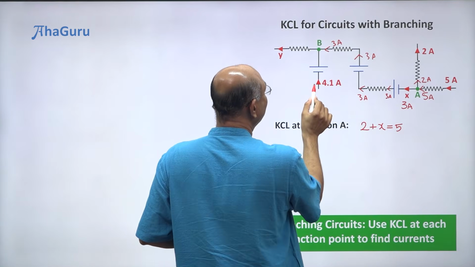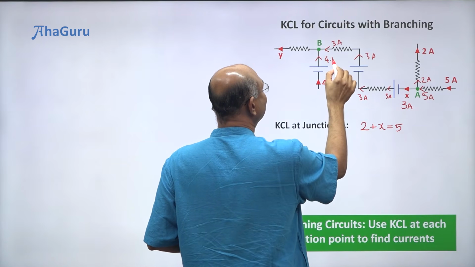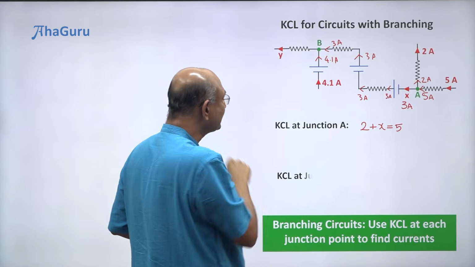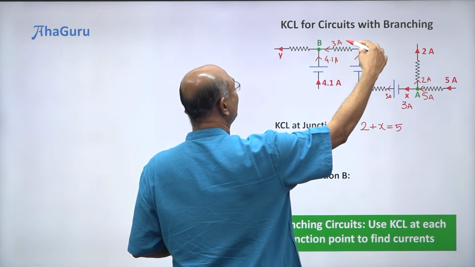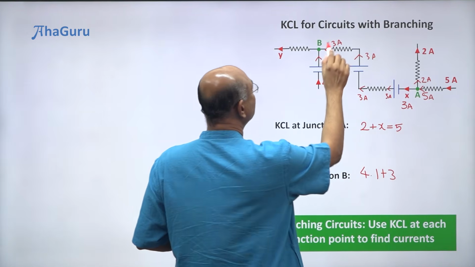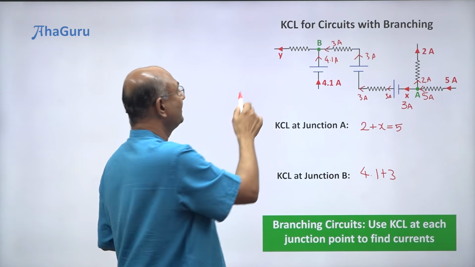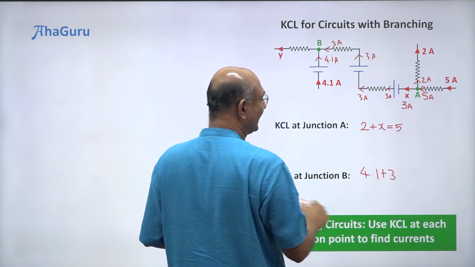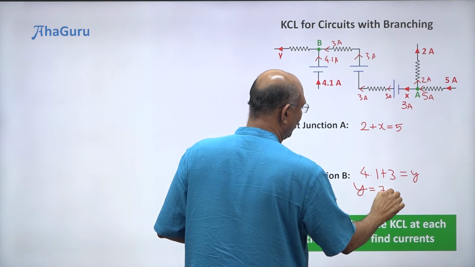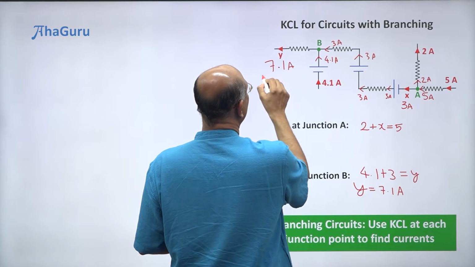Now 4.1 is entering the battery here. Well, that means 4.1 must be entering B as well. Because what is entering the battery must come out of the battery like that. So if you look at junction B, 4.1 coming in, 3 coming in. So 4.1 plus 3 is the total current coming in. That must be equal to the current going out. It's going out there, but that is the same as the current going there. So this must be equal to Y. So Y must be equal to 7.1 amperes. So we can conclude that this current must be 7.1 amperes.